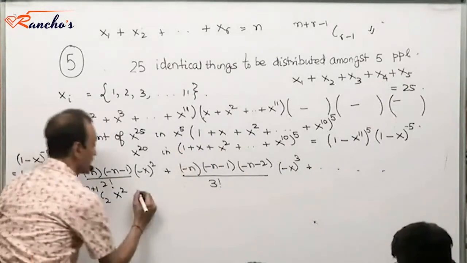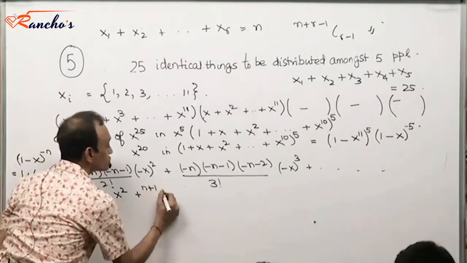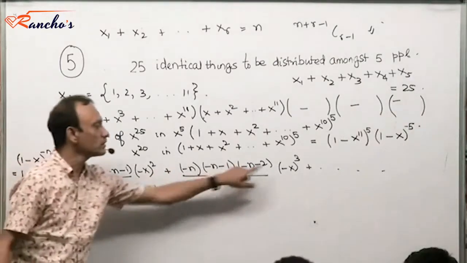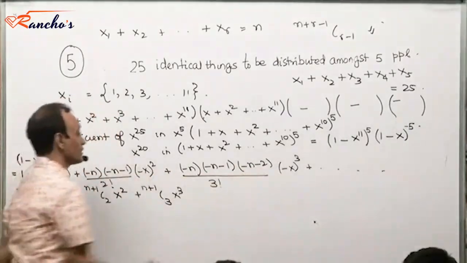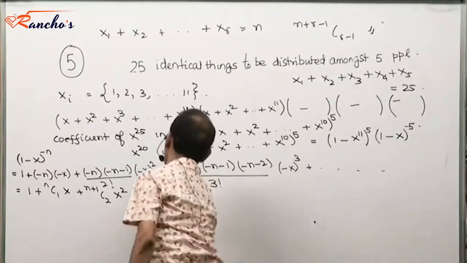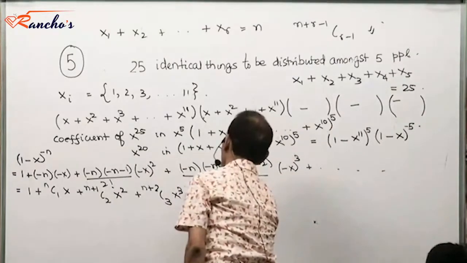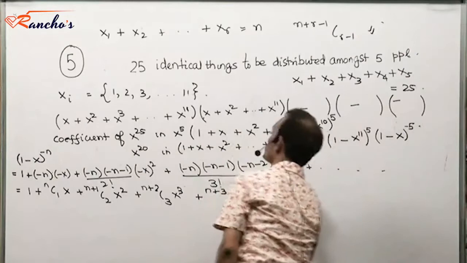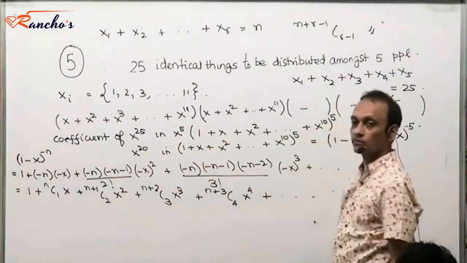This would be n plus 2 C3 into x cubed. See, I take minus common and that will take care of the minus here. This would be n plus 2 C3, n plus 3 C4, x power 4 and so on and so forth. This will be the expansion of this.